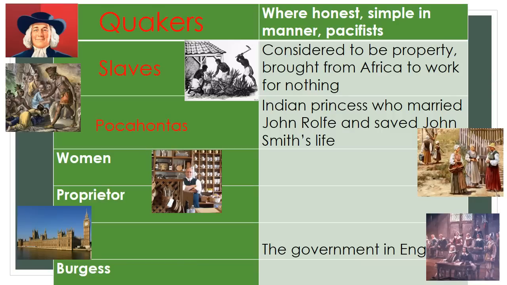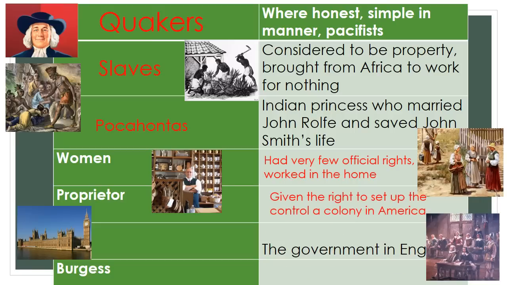What should you know about colonial women in this time period? They had very few rights, few official rights, and they worked in the home, primarily in their home. Who was a proprietor? A proprietor was a person who was given the right to set up control of a colony in America. They oftentimes elected a governor who would be a liaison or a middleman between themselves and the colony. And this is kind of covered up, but it says the government in England. What was the government in England called? You can see the building on the left-hand side.